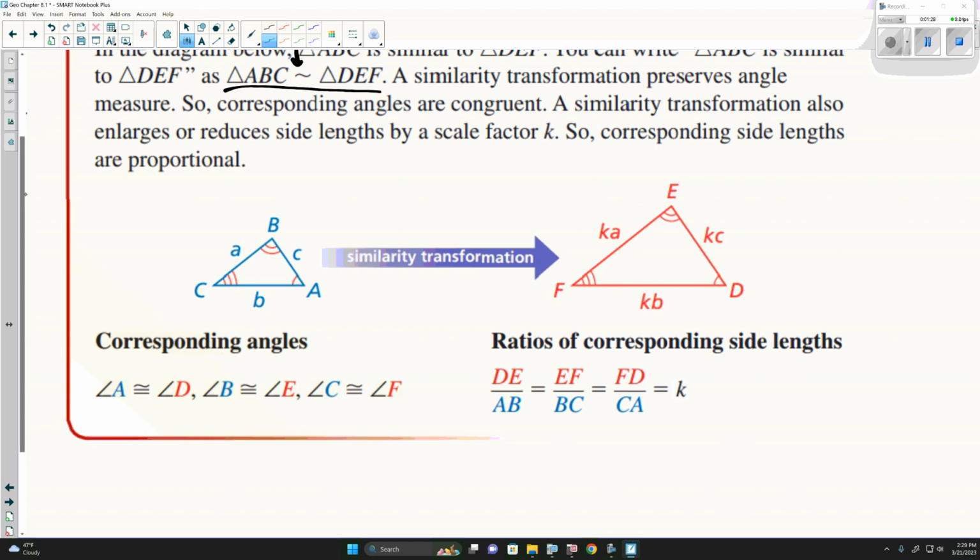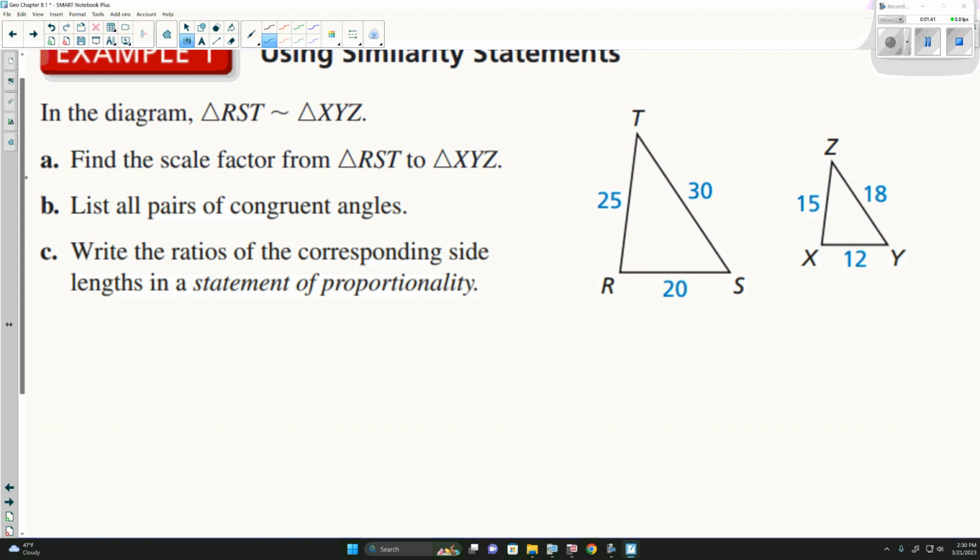So if we take the sides, DE over AB, EF over BC, and FD over CA, we get this same scale factor. So we want to look at this here. We're told that these two triangles are similar. So we want to find the scale factor going from RST to XYZ. We're also going to list the corresponding pairs of congruent angles, and then our proportions for sides.